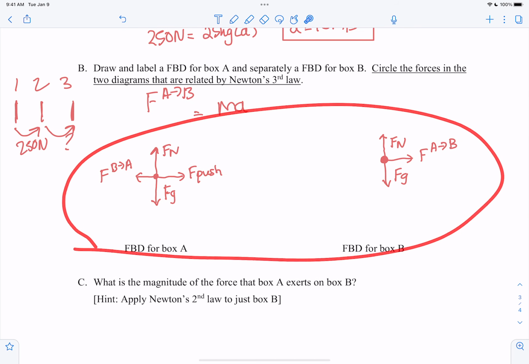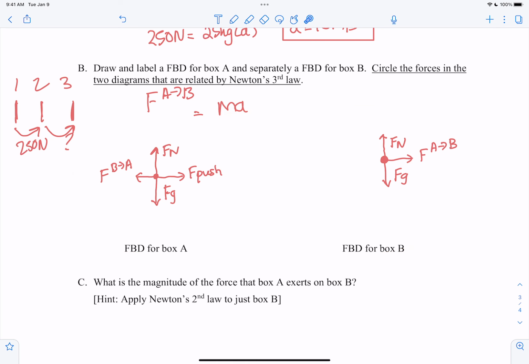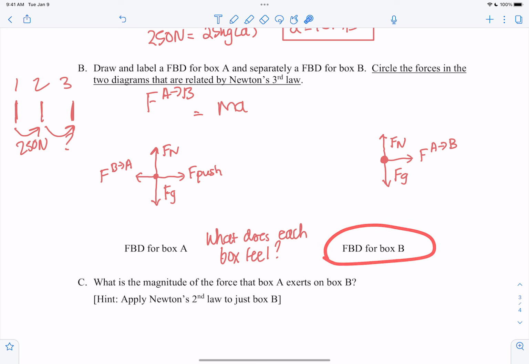When you separate them out, you have to indicate the forces that pertain to each box. What does each box feel? So question yourself, what does each box feel, not what forces does it exert. What forces does it feel, not what forces it exerts. So I feel a normal force, I feel gravity, I feel a push force, and I feel box B acting back on me. If I'm asking for box B, I feel that normal force, I feel that gravity, I also feel the box A pushing on me.